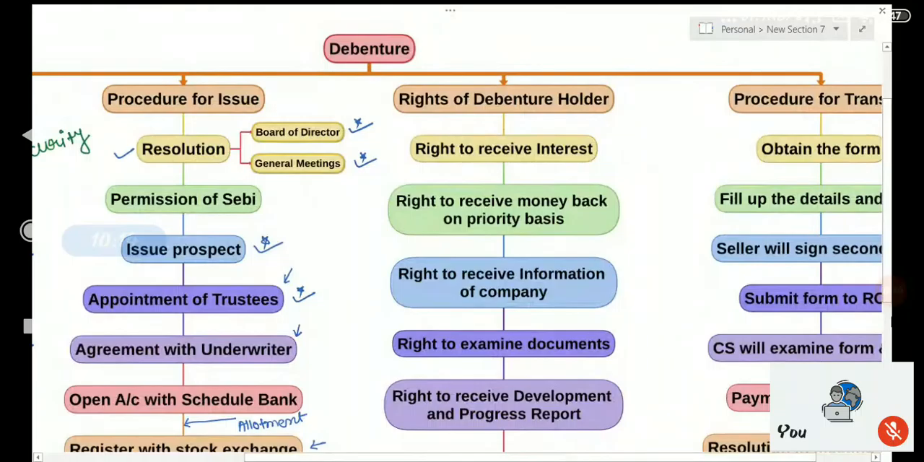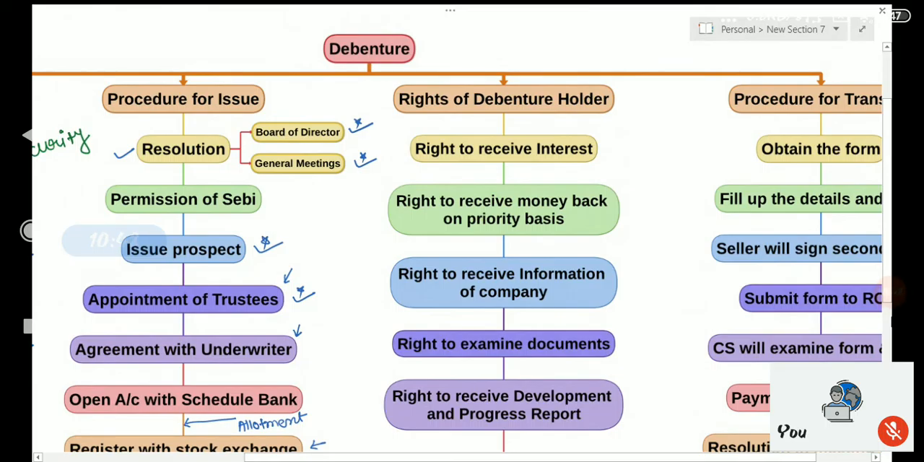Then after, the next point is rights of debenture holder. Right to receive interest. Okay, the debenture holder has the right to receive the interest on whatever debentures he is holding. Right to receive money back on priority basis at the time of liquidation of the company. At the time of liquidation of the company, compulsorily the debenture holder has to be paid on a priority basis.